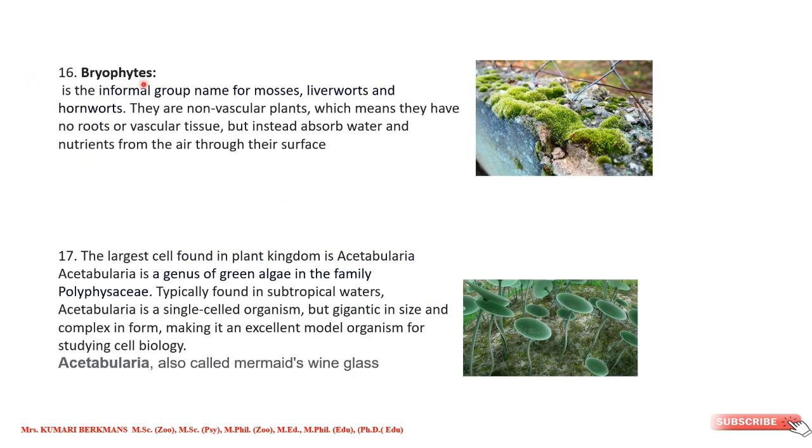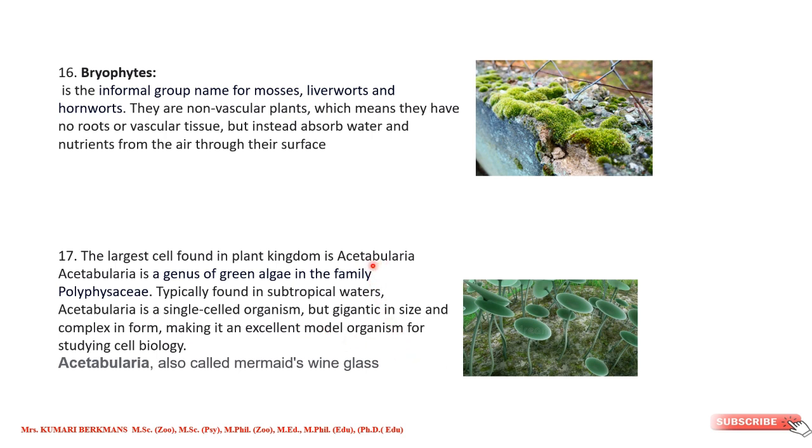Next one, bryophytes. Bryophytes are plants, but very minute plants, also named mosses, liverworts or hornworts. They are non-vascular plants. There won't be any proper systems in these plants, but they are green in color and produce their own food material. They have no roots or vascular tissues, but instead they absorb water and nutrients from the air through their surface.